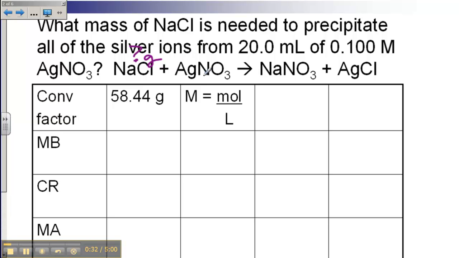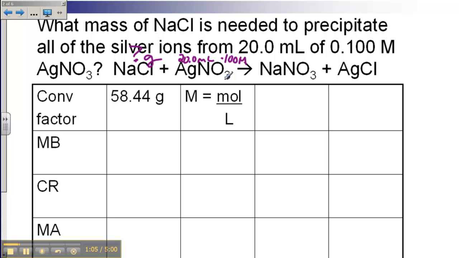Because this is a 1-to-1 mole ratio, we just have to worry about our silver nitrate here. So we have 20 milliliters of 0.10 molar silver nitrate. Because we're wanting mass in grams, our conversion factor needs to be 58.44 grams, the molar mass of sodium chloride. For silver nitrate, we're going to have to use our molarity formula to calculate the number of moles because we have a volume and molarity here.